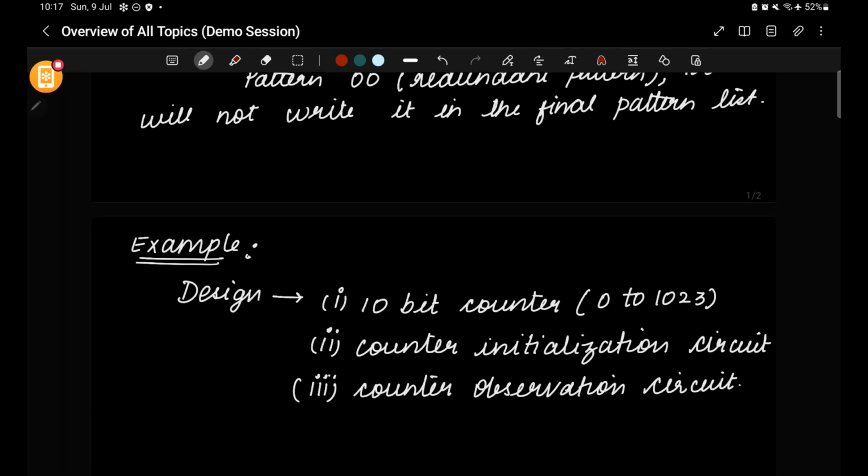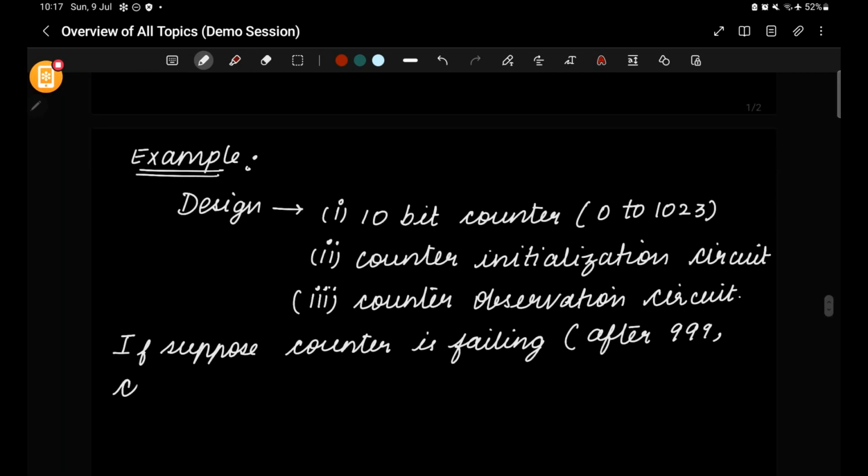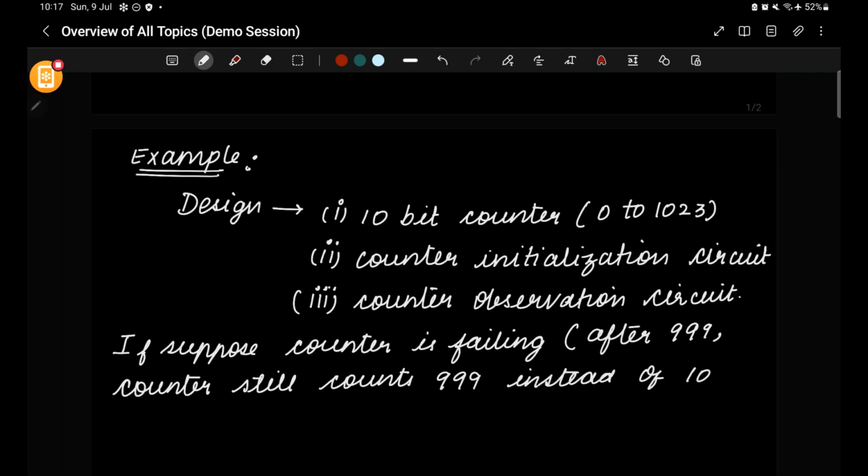So say for example, suppose this counter is failing. The reason for the counter to fail is that after 999, the counter still counts 999 instead of 1000. So this is the problem. After 999, it is still counting 999 instead of 1000. So this is why the counter is failing.